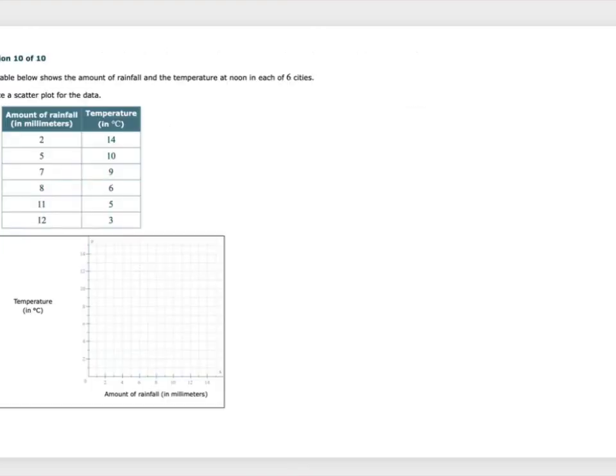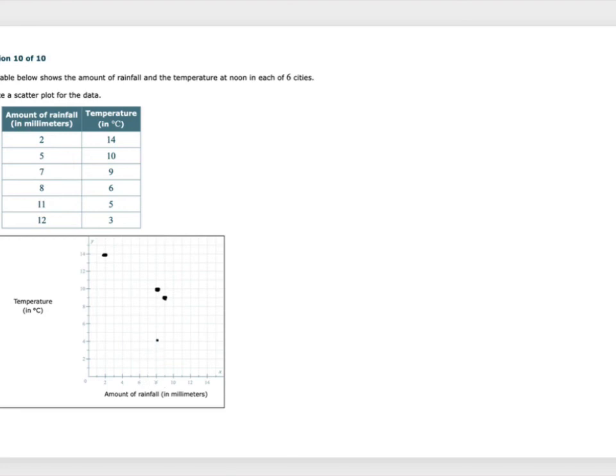Okay, the table below shows the amount of rainfall and the temperature at noon in each of 6 cities. Okay, so then it says create a scatter plot for the data. We've already done that. So 2:14 would be right there. 5:10 would be right there. 7:9 will be right there. 8:6 will be right here.